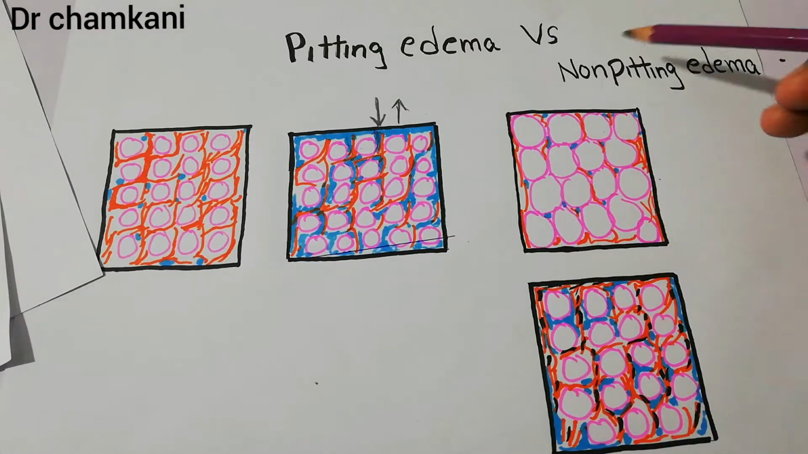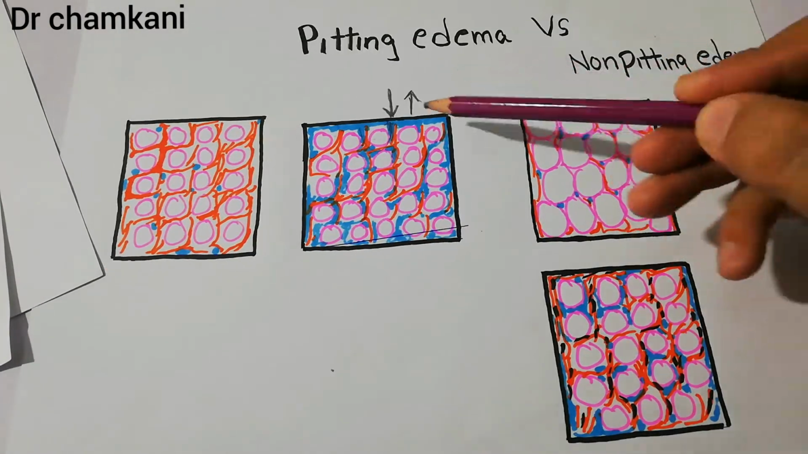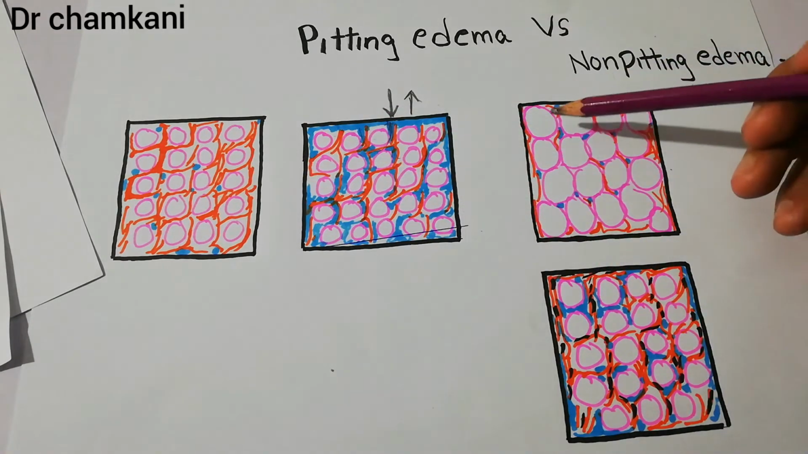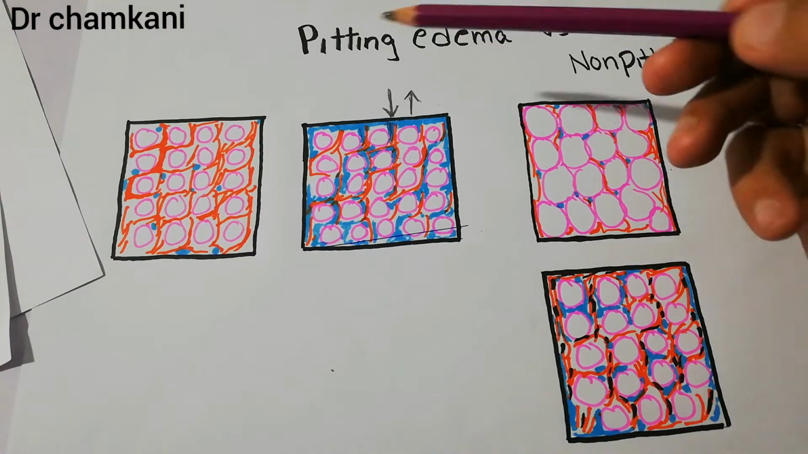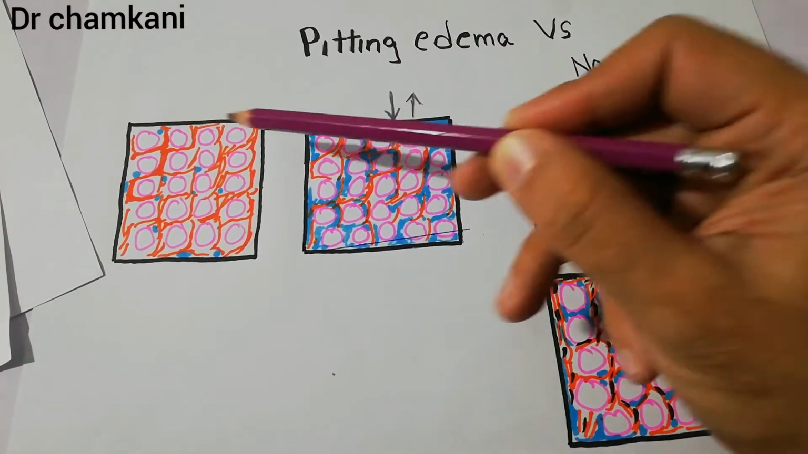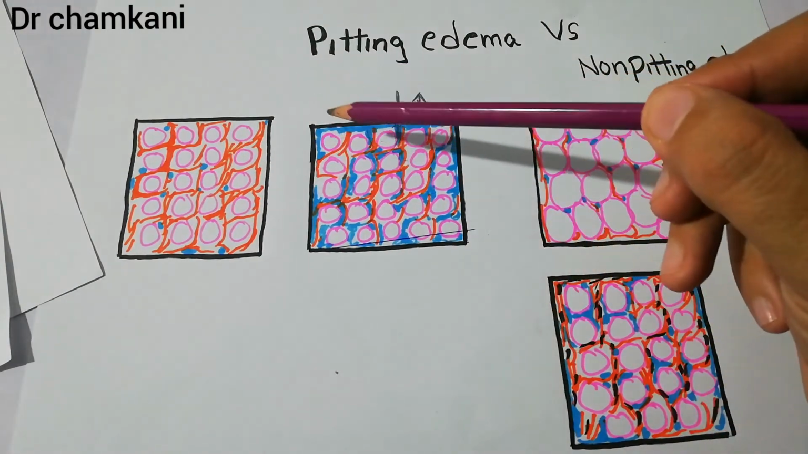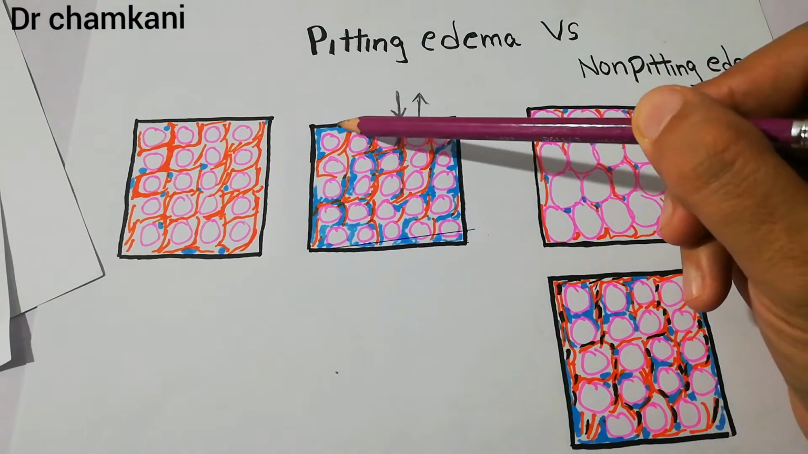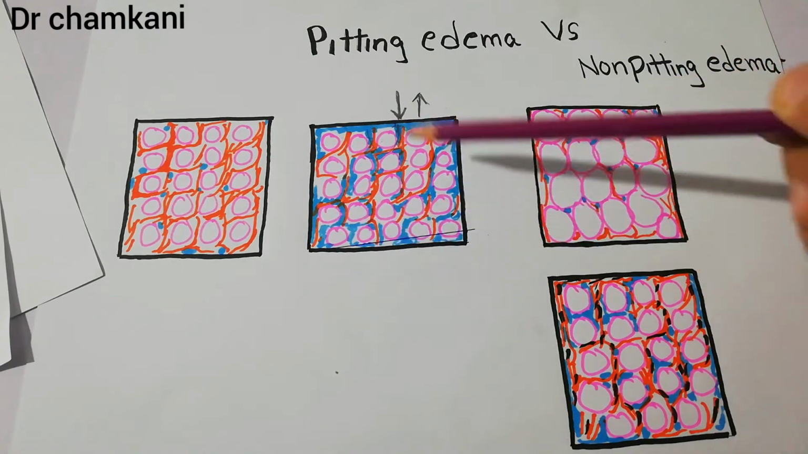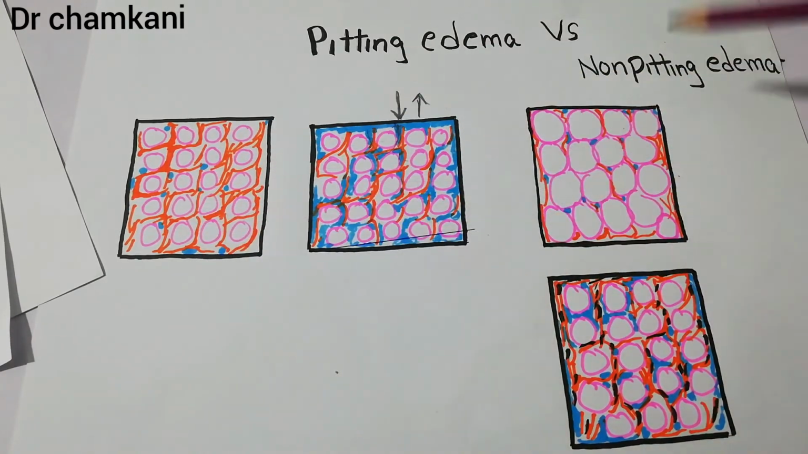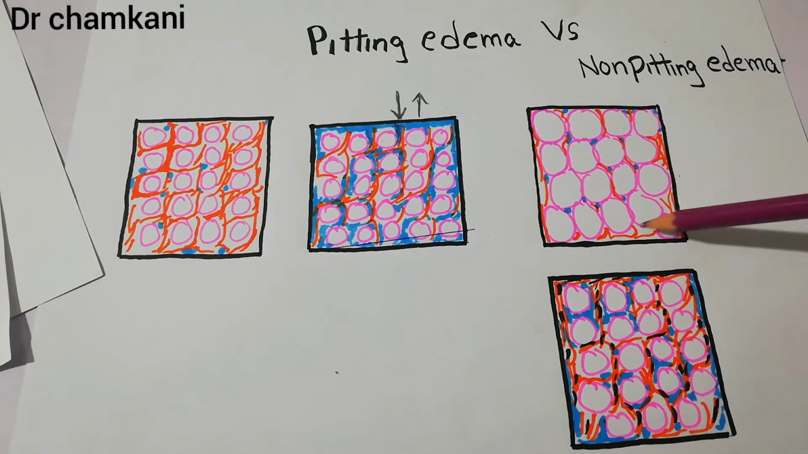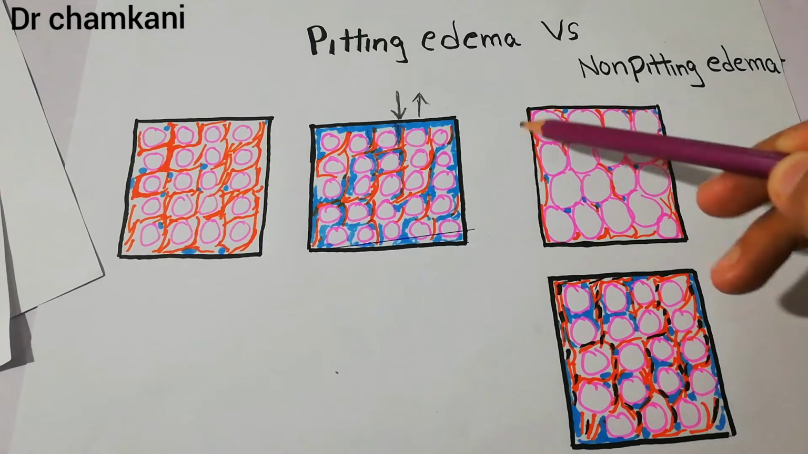In contrast, non-pitting edema is not due to collection of free fluid in the interstitium, rather it is due to an increase in the size of the cells. So if you see here in pitting edema, the size of the cells is the same as in the normal tissue, but the free collected fluid has increased here in pitting edema. You can see the free fluid has increased here as compared to the normal tissue. But in non-pitting edema, there is no free fluid collection in the interstitium, rather the cell size has increased.